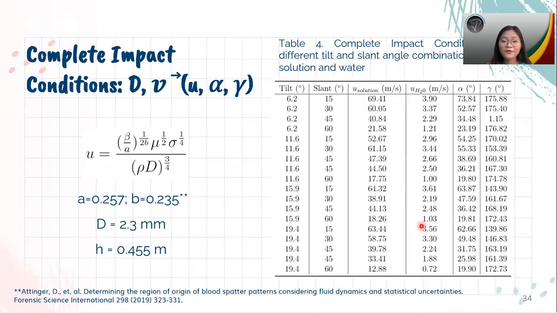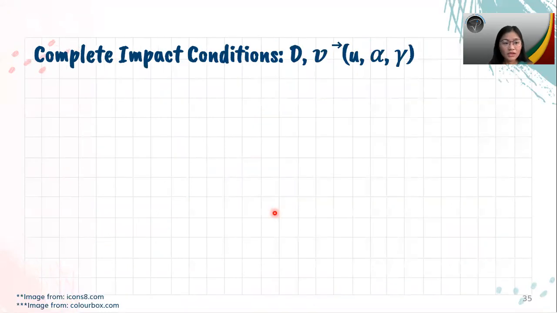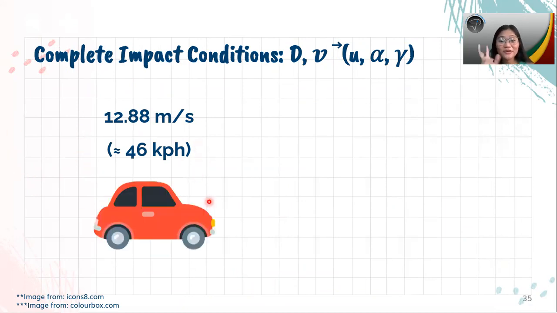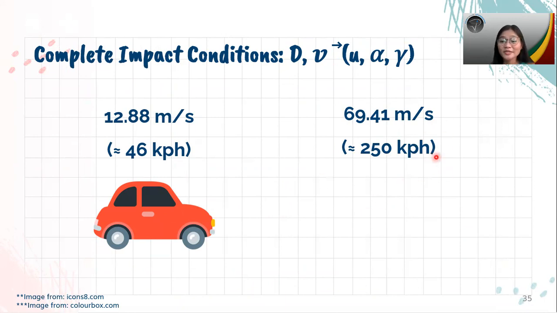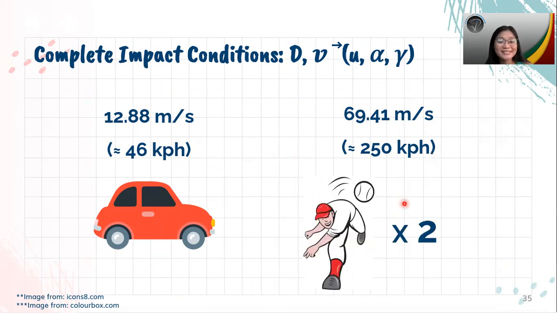Now, the impact speeds for both ink solution and water at different tilt and slant angle combinations were tabulated here. We will note here the slowest and the fastest impact speeds for the ink solution. Now, the slowest speed of 12.88 meters per second is around 46 kilometers per hour. This is already twice the recommended speed for cars inside the UP Diliman campus. And the fastest speed obtained for the ink solution is around 250 kilometers per hour. This is also around twice the average speed of a baseball pitched by a professional baseball player.